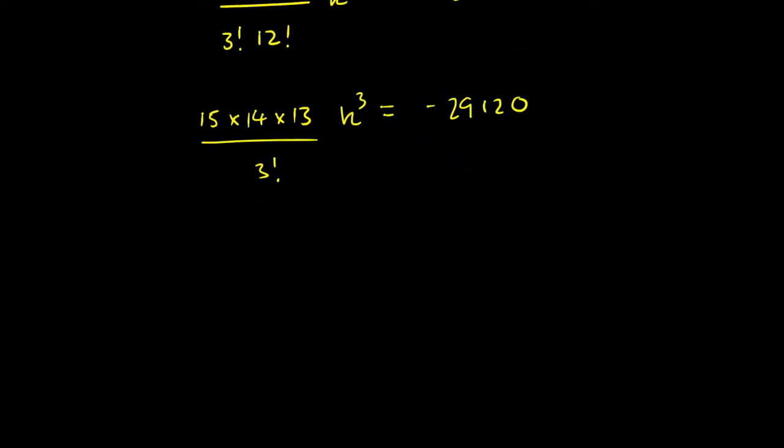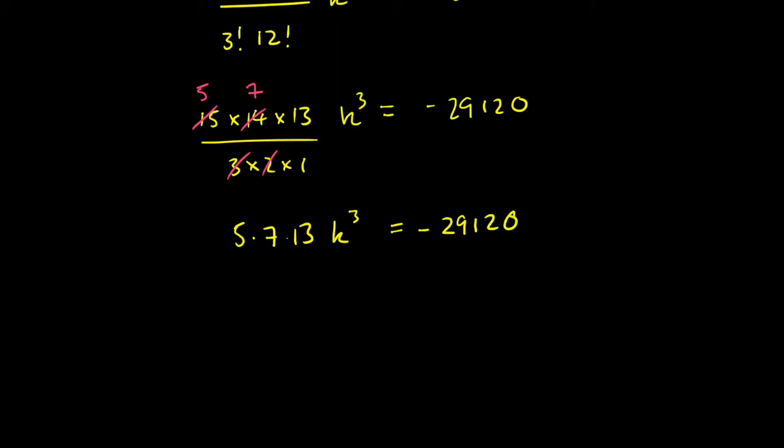What's 3 factorial? 3 factorial is 3 times 2, times 1 to be precise. So how could I simplify that? I could divide top and bottom by 3. That makes that 5. Top and bottom by 2. That makes that 7. So what would I be left with? I'd be left with 5 times 7 times 13 times k cubed is equal to negative 29120.